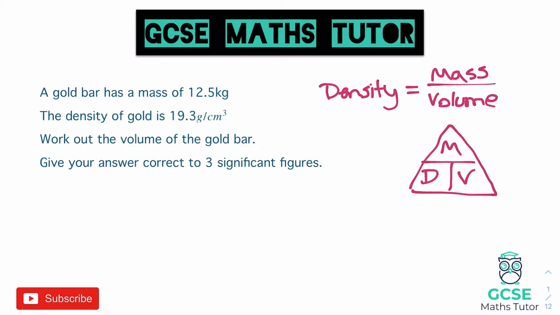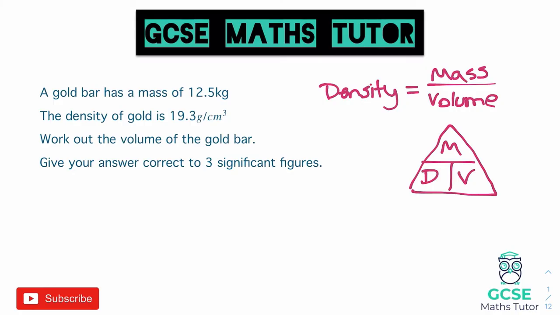Now with this question here, it says a gold bar has a mass of 12.5 kilograms. The density of the gold is 19.3 grams per centimeter cubed. Work out the volume of the gold bar and give your answer correct to three significant figures. That last little bit gives us a big hint that this is going to be a calculator-based question, and we are going to use a calculator throughout all of these questions within the video. So make sure you've got a calculator, make some notes on this, and we're going to have a look at using the formula to start with.